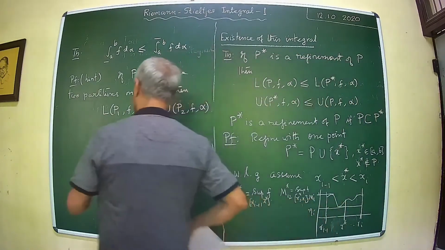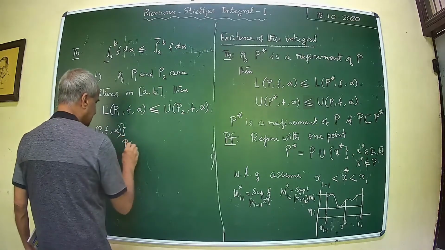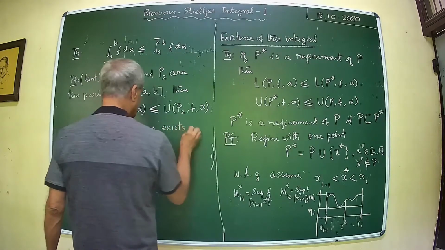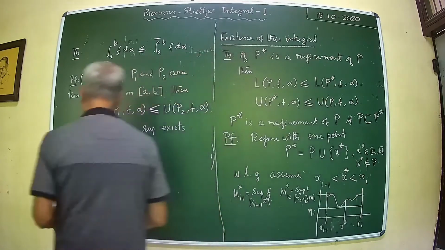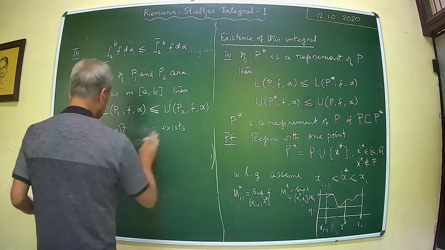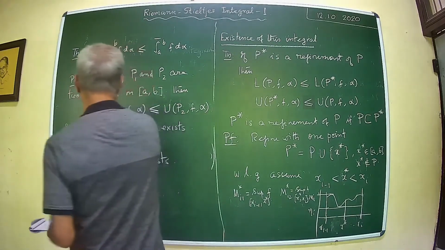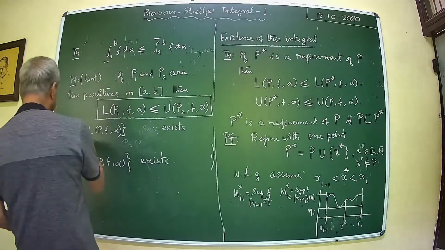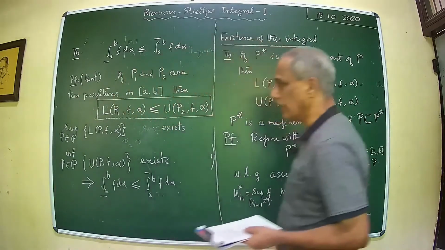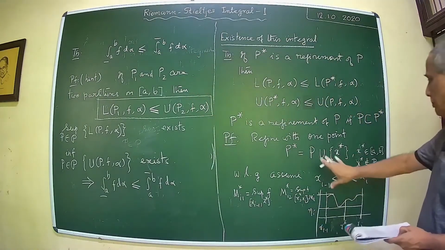Therefore, if you consider the collection of L of P, f, alpha over all partitions of [a, b], then the supremum exists because it is bounded above. Similarly, the infimum over the collection of upper sums exists. Since this inequality is true, it follows that this is the lower integral and this is the upper integral. Still, it doesn't say that they are equal, as we have experienced in the case of the Riemann integral.